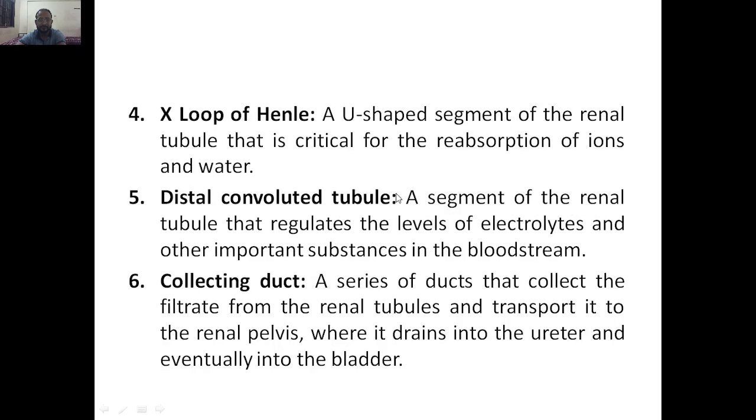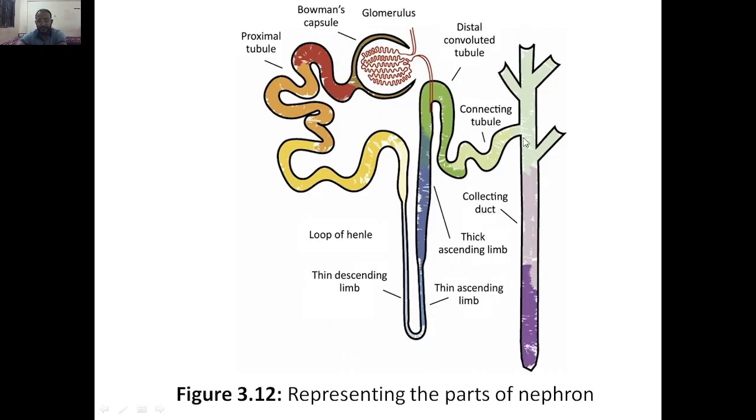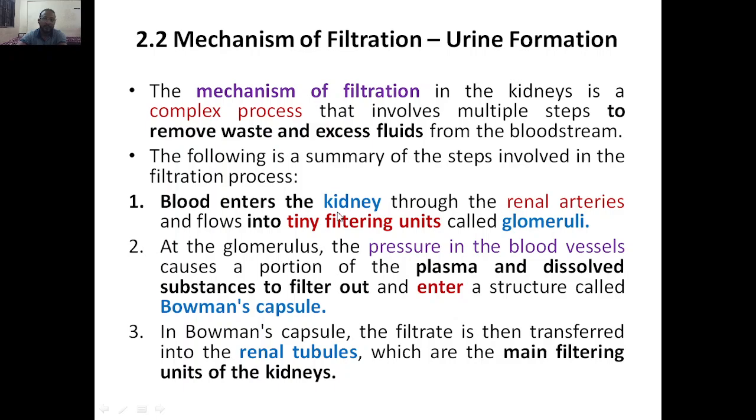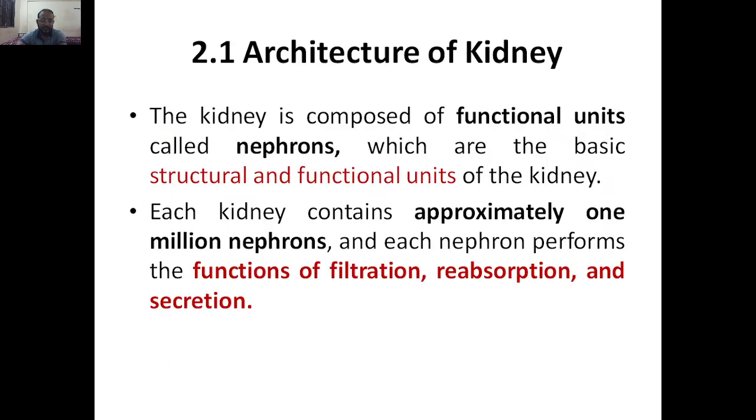Next, collecting duct. A series of ducts that collect the filtrate from the renal tubules and transport it to the renal pelvis, where it drains into the ureter and then eventually into the bladder. So the collecting duct will have a series of tubules that collect whatever waste is generated, and then send it to the bladder. Okay, so that was about the kidney and its architecture.